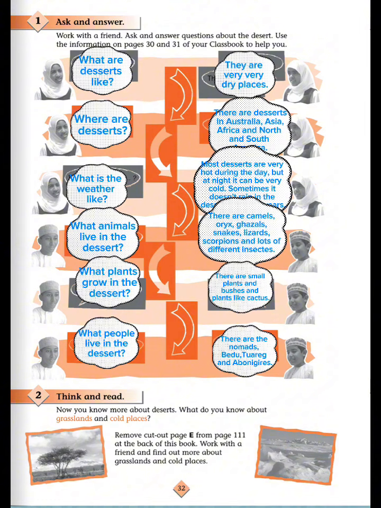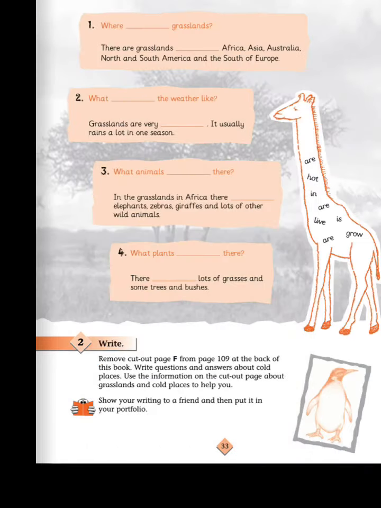Exercise number 2. Think and read. Now you know more about deserts. What do you know about grasslands and cold places? Remove cut-out page E from page 111 at the back of this book. Work with a friend and find out more about grasslands and cold places. Now, let's read these texts together and fill in the blank with the correct answer.